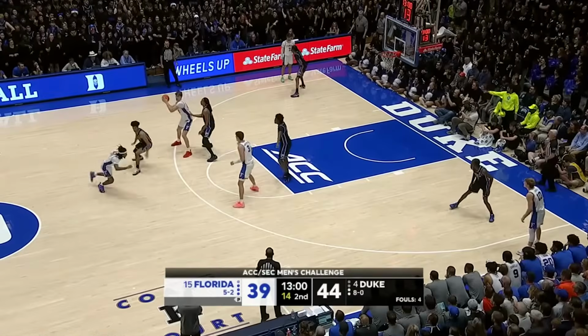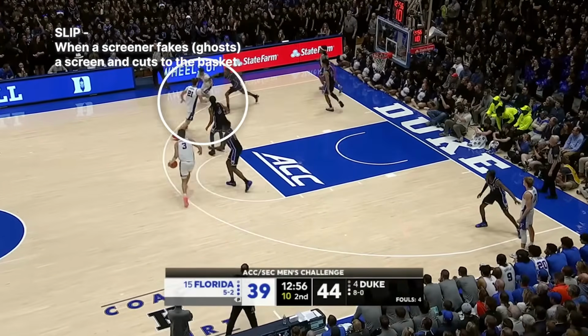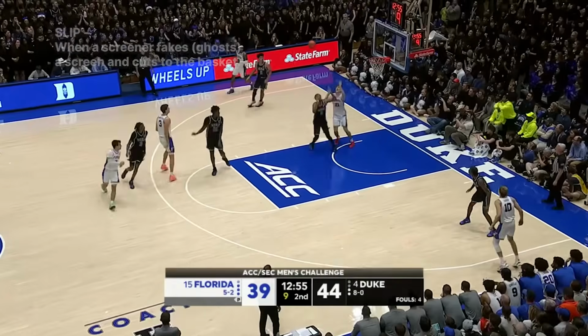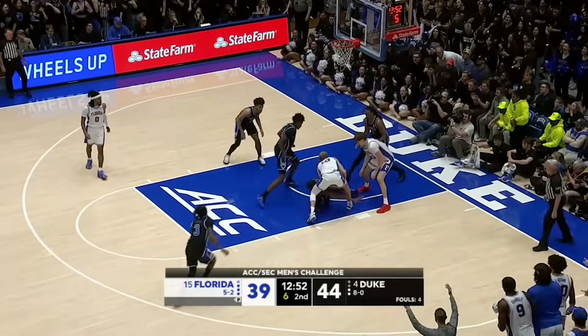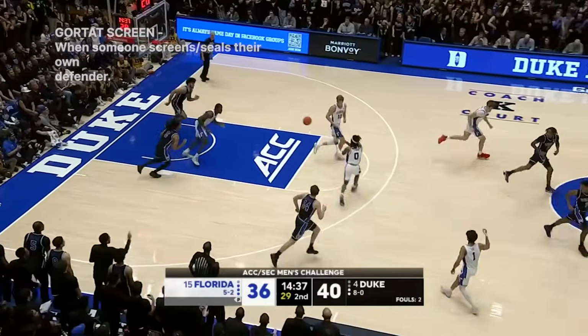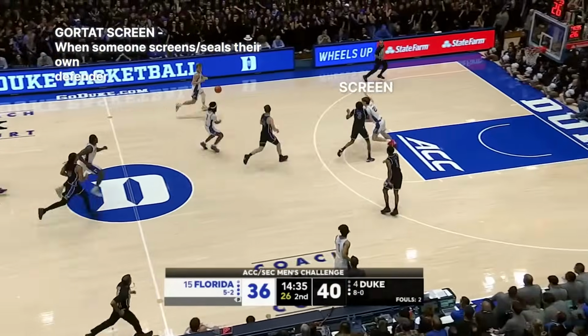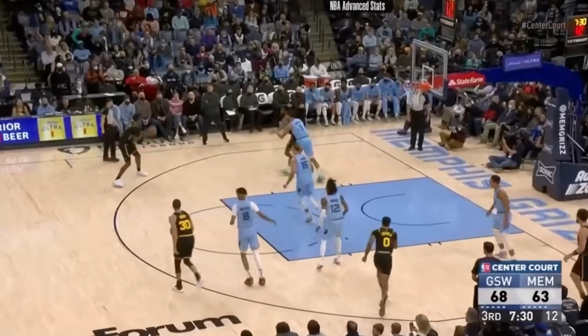Real quick, I want to touch on this. A slipped screen is anytime the screener fakes setting a screen and then cuts immediately to the basket. This works whenever the defender is not paying attention, and it usually lets the slipped screener get a step on their defender. This will be helpful later. Another screen action is called a Gortat screen, which is whenever someone screens their own man to prevent them from helping on a drive.